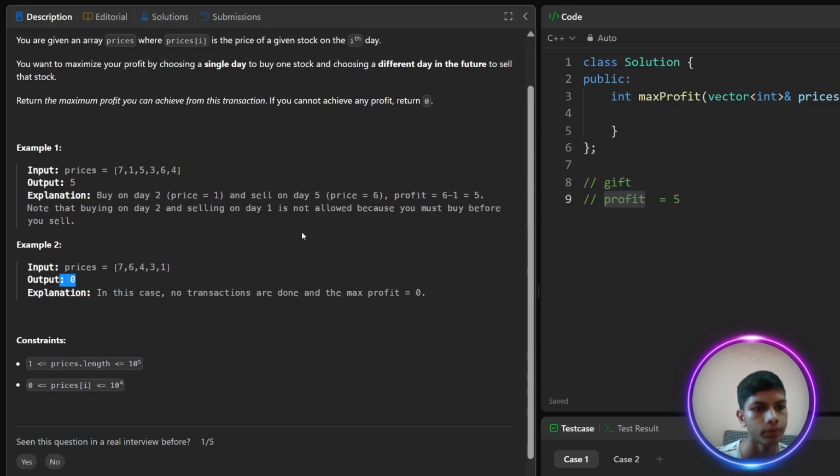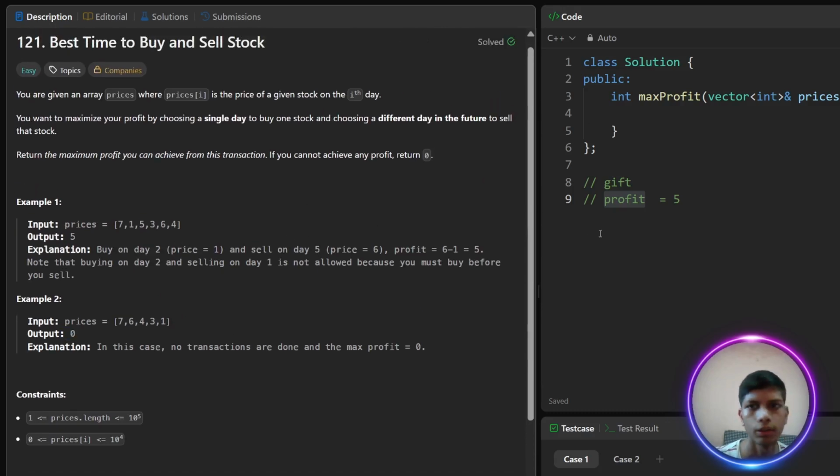Okay, so how can we do this problem now? I will make a minimum variable. I am telling about the approach. I will make a minimum variable in which I will store the current minimum value which I have found. For example, we can take another example.